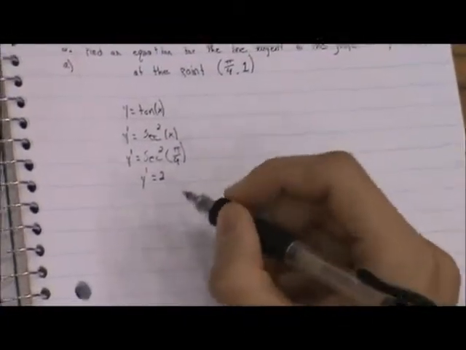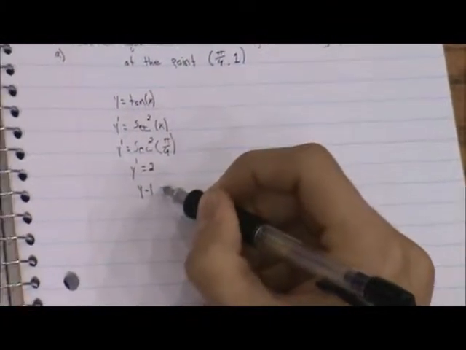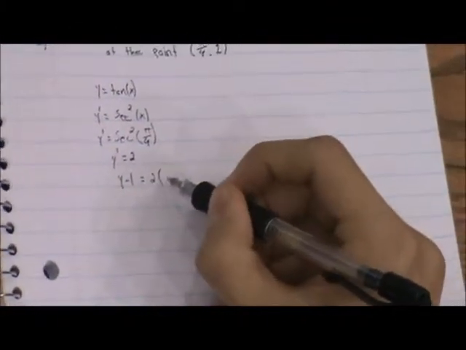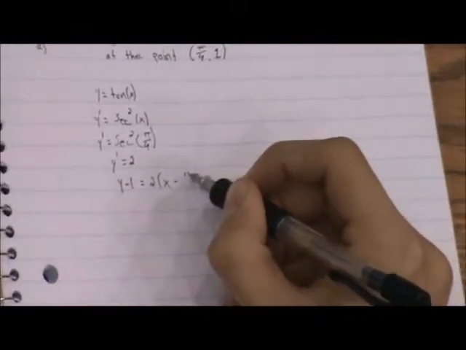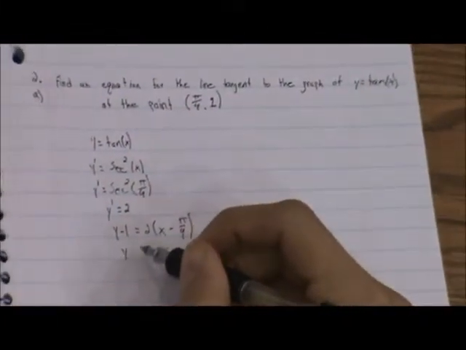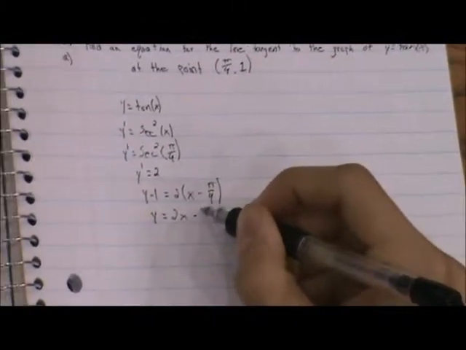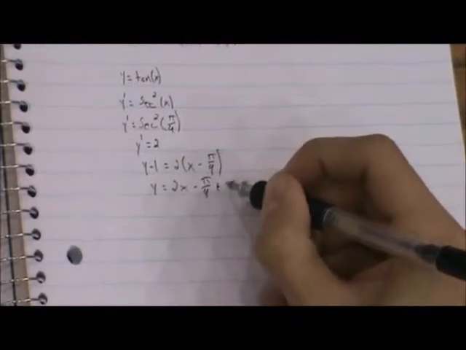So we can plug this into the point slope equation, which is y minus 1, which is going to equal 2 times parenthesis x minus pi over 4, which then simplifies to y equals 2x minus pi over 4 plus 1.